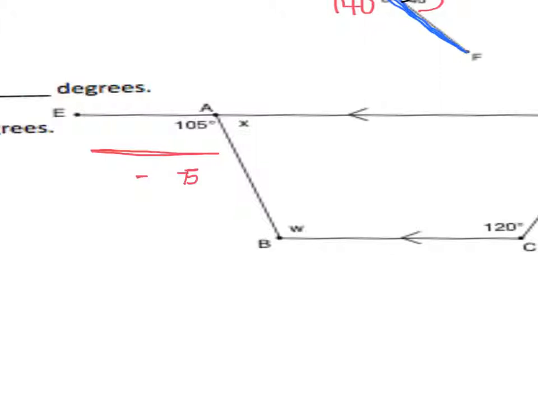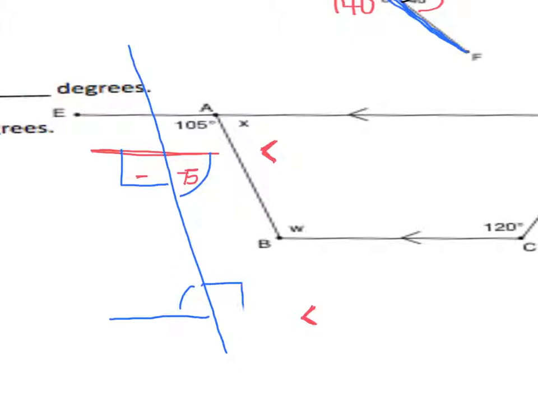Okay, and then what I have to do is use the fact that these are parallel lines here. You see those arrows, remember those? Those mean we have parallel lines. So when we have parallel lines, we have some special relationships here. Remember that this angle, and if I extend this line, and this angle are going to be equal. Same thing with the 105 and the W, that's also going to be 105.